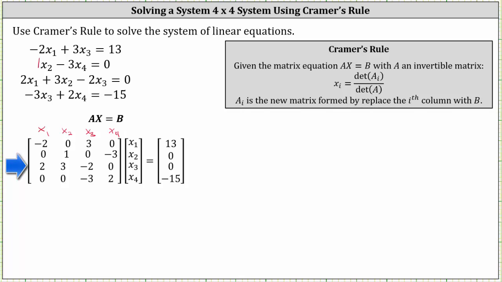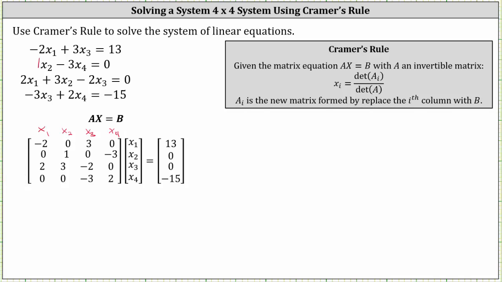For the third equation, the coefficient of x sub 1 is 2. Coefficient of x sub 2 is 3. Coefficient of x sub 3 is negative 2. And the coefficient of x sub 4 is 0. And then for the fourth equation, the coefficients of x sub 1 and x sub 2 are both 0. The coefficient of x sub 3 is negative 3. The coefficient of x sub 4 is 2.